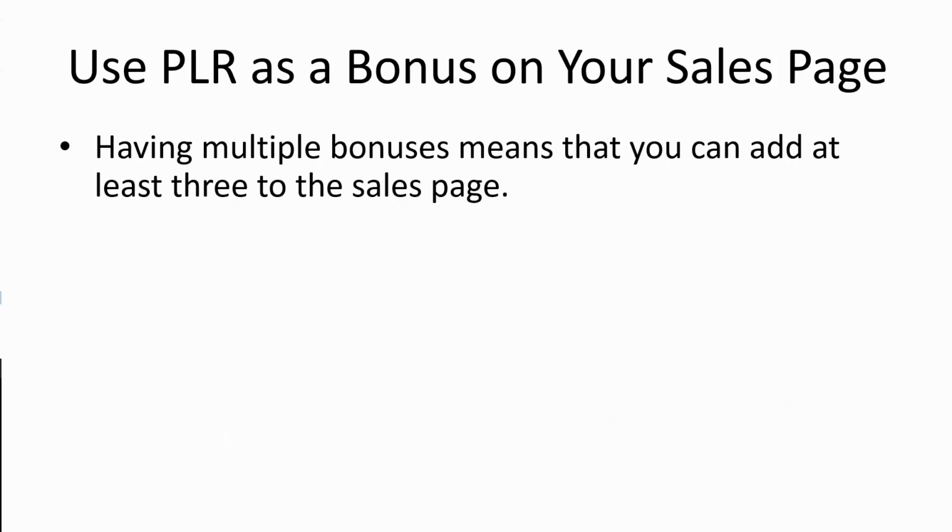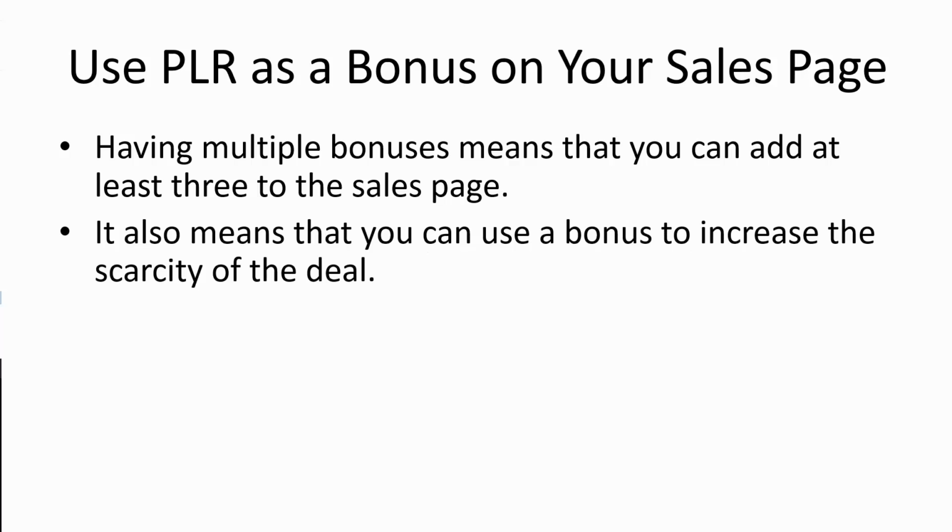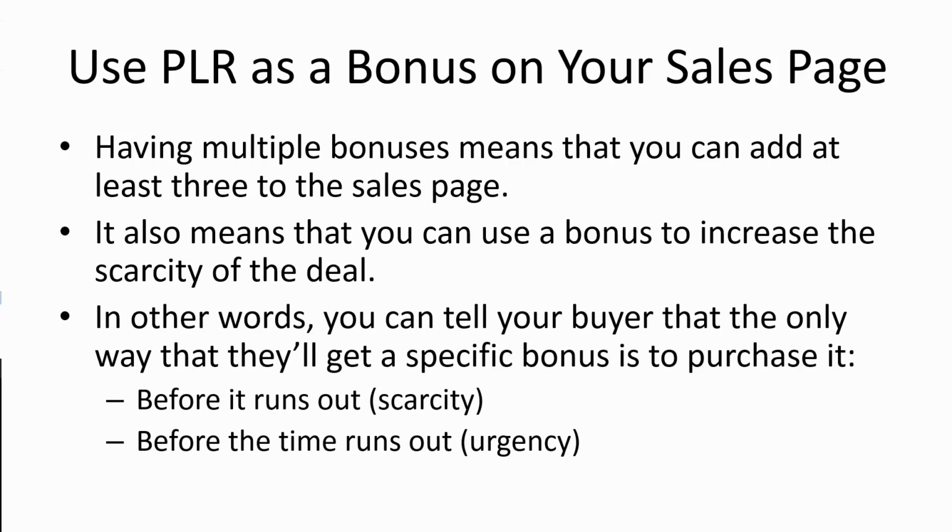Now, having multiple bonuses means that you can add at least 3 to the sales page, and that's really what you should be looking to add. That tends to be the average of people who are selling information products. Now, it also means that you can add a bonus to increase the scarcity of the deal. So in other words, you are going to tell the buyer that the only way they're going to get a specific bonus is if they purchase it before that bonus runs out or before the time runs out. So you are using both scarcity and urgency to your advantage.